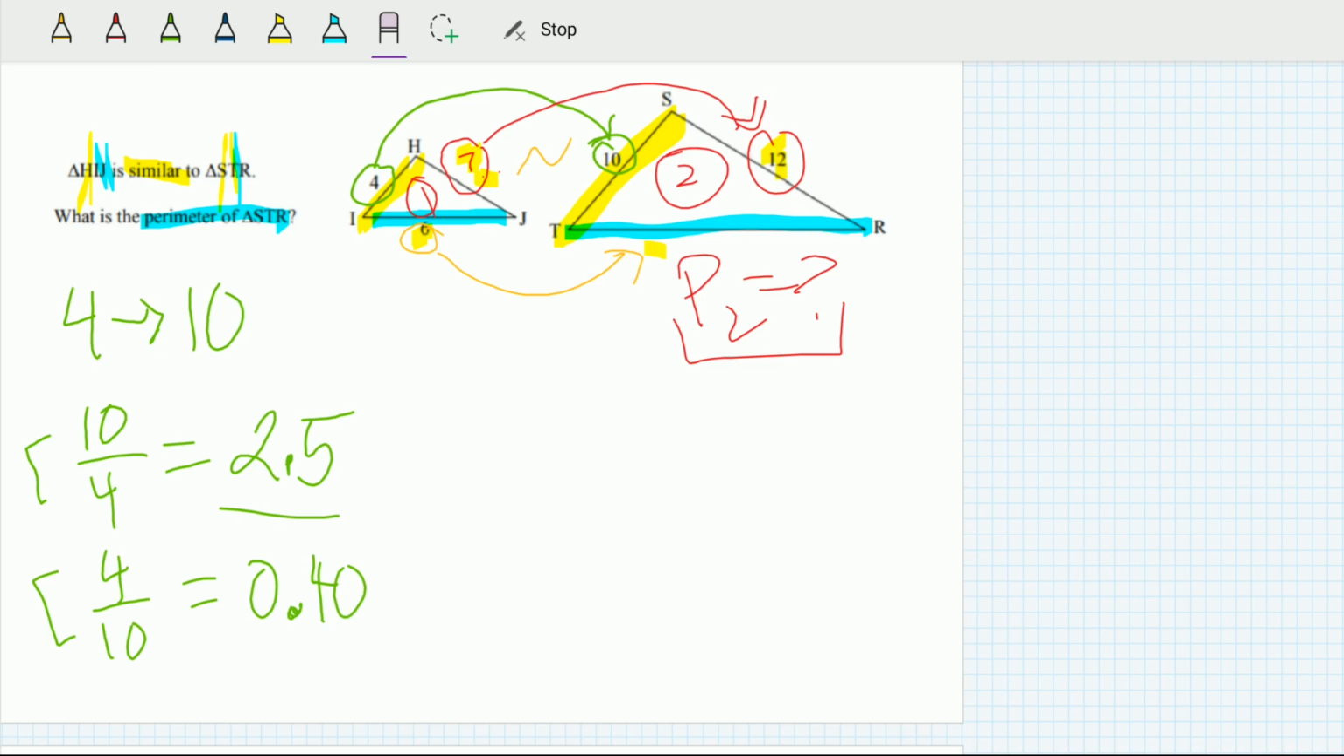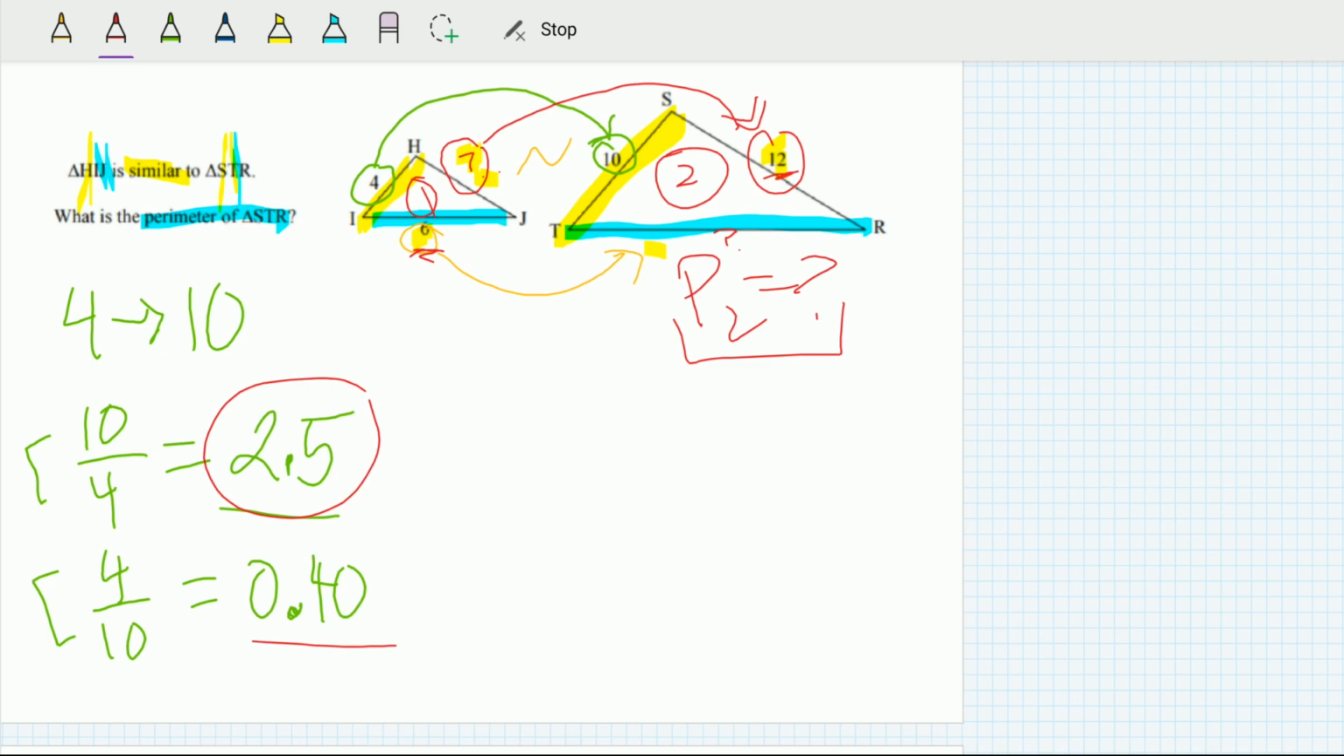Okay, you always need to think about that. So what this means is that if I have a 6 here and I'm trying to make it into the bigger one, I need to multiply by 2.5, and that'll give me this side right here. And then if I have the 12, right, and I'm trying to convert it to the smaller one, I would have to multiply it by 0.40.